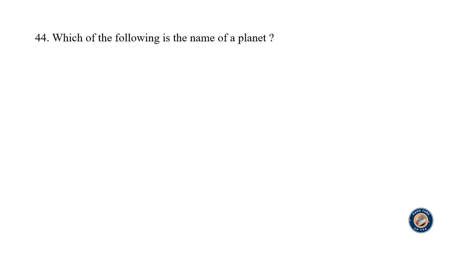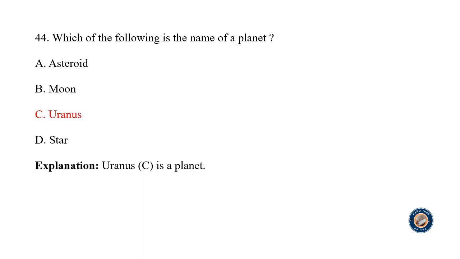Question number 44. Which of the following is the name of a planet? A. Asteroid. B. Moon. C. Uranus. D. Star. The answer is Uranus. Uranus is a planet. The others are not.